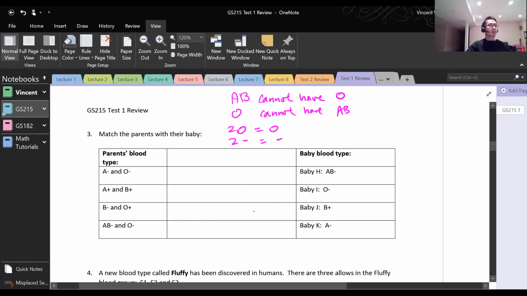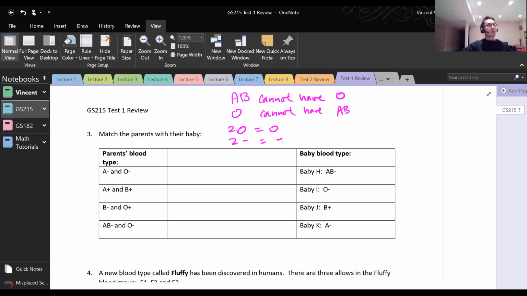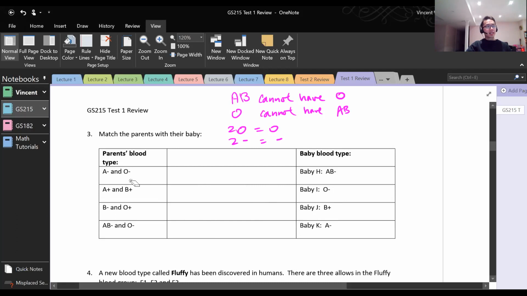Okay, thank you for sharing your answers. Several people are sending me the answers. Let's take a look. So first one, A negative and O negative. Definitely not this one, because this one is positive, and 2 negatives can only have negatives. And if you are O, then you cannot have AB, so definitely not this baby. But we have 2 choices. Is it I or is it K? We don't know yet, so I'm going to put down both, and hopefully we can cross one out later.